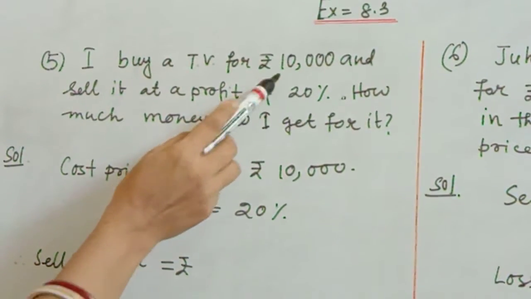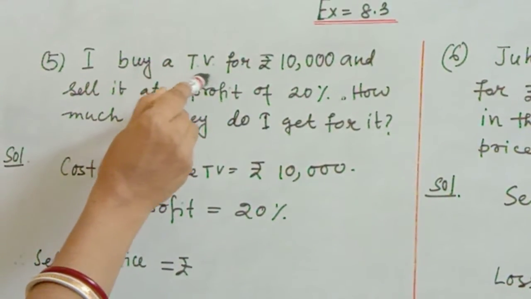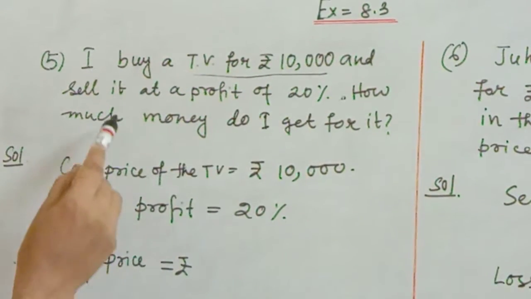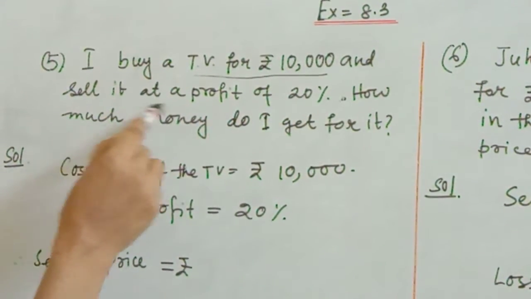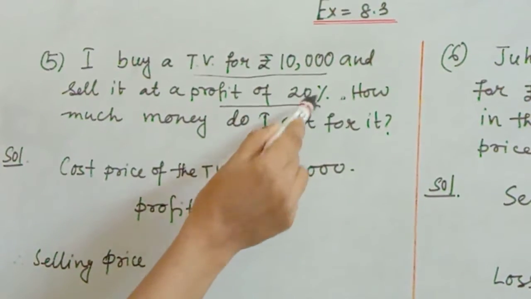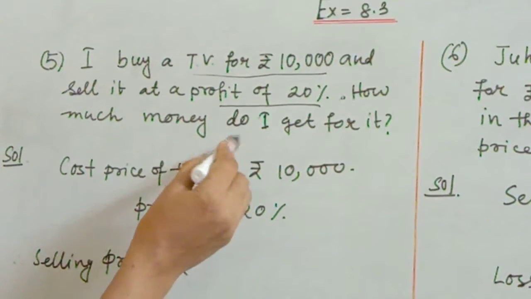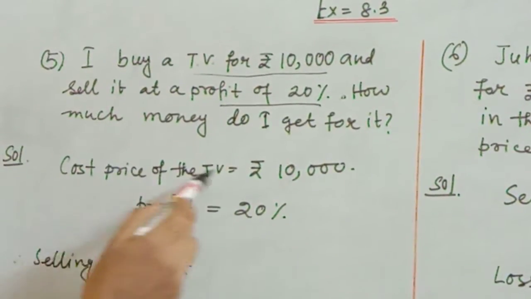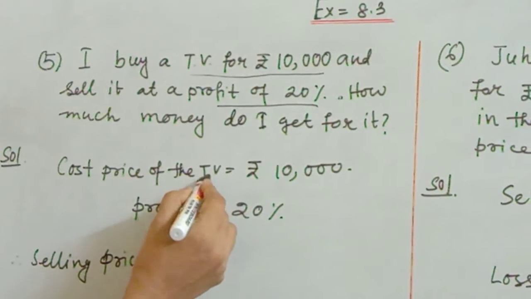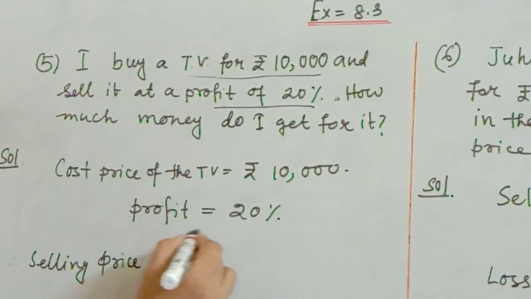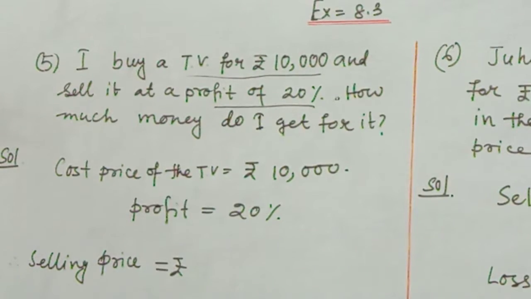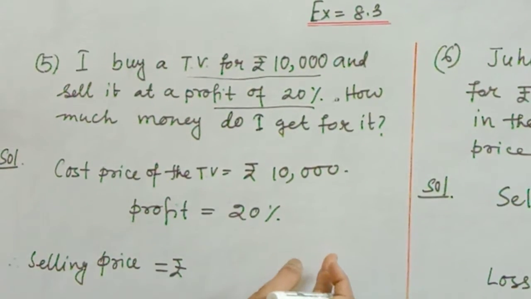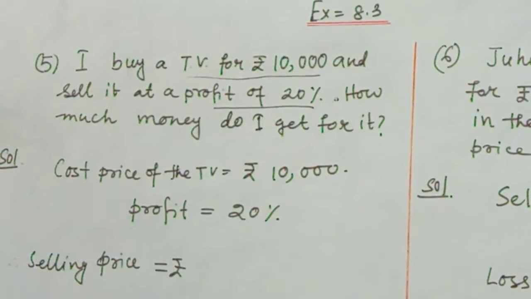That means the cost price of the TV is rupees 10,000, and when you sell, it is sold at a profit of 20%. That means you have to find the selling price. Cost price of the TV is given, rupees 10,000, and profit 20%. So what do you think? Some extra money will be added to this cost price.